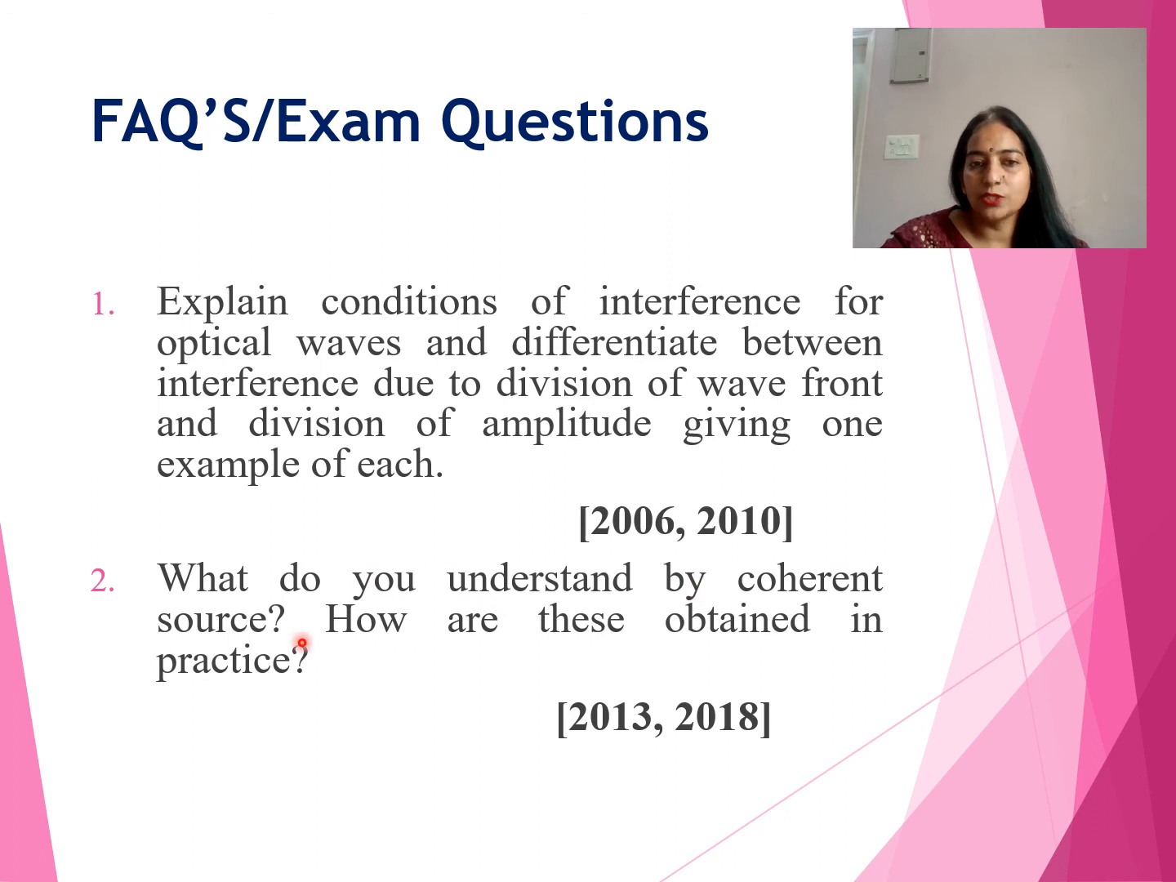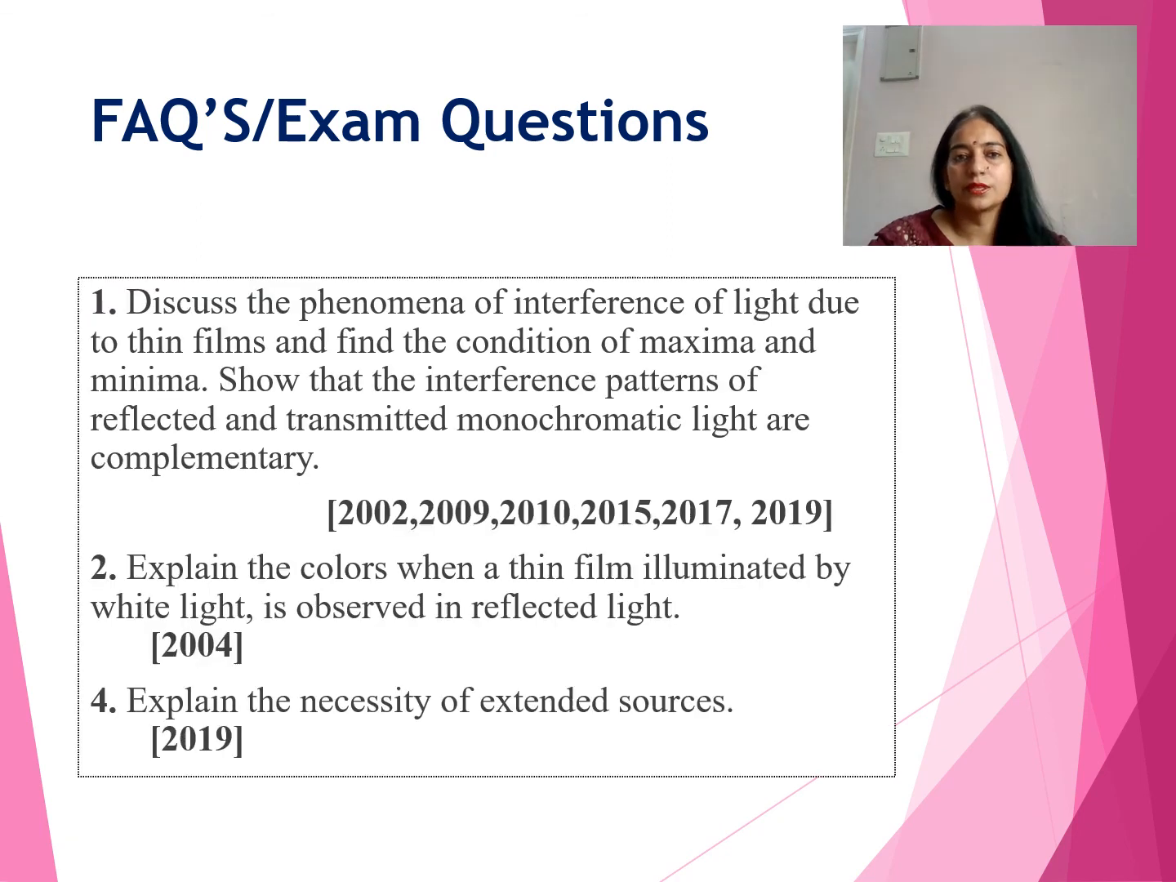What do you understand by coherent sources? How are these obtained in practice? Then there are different questions: discuss the phenomenon of interference of light due to thin film and find the condition of maxima and minima. Show that the interference patterns of reflected and transmitted monochromatic light are complementary to each other, as I discussed in the previous slide. Explain the colors observed in reflected light when the thin film is illuminated by white light. Also try to observe what happens if colored light is used instead of monochromatic light.